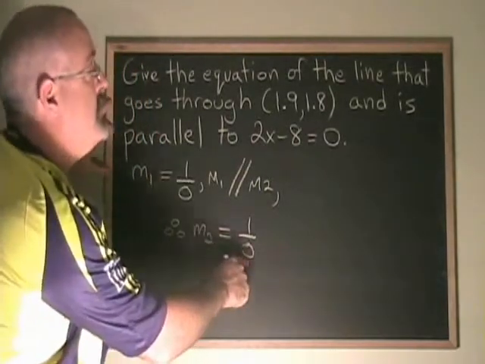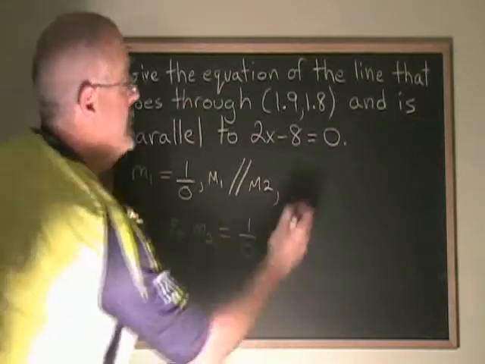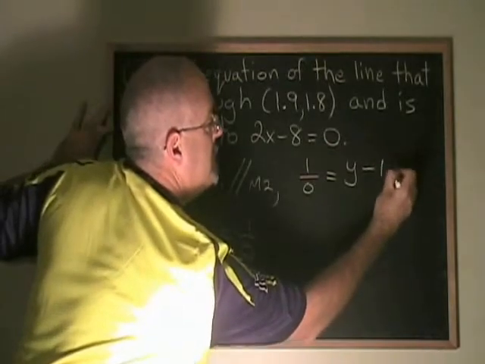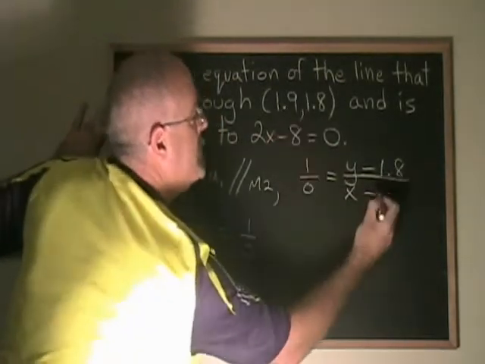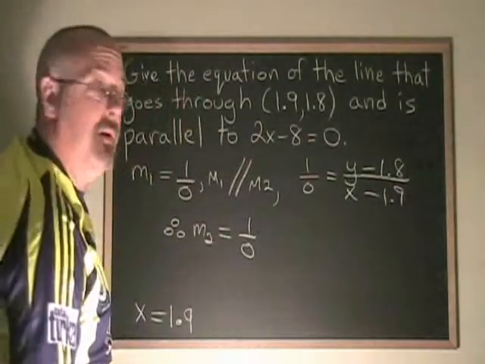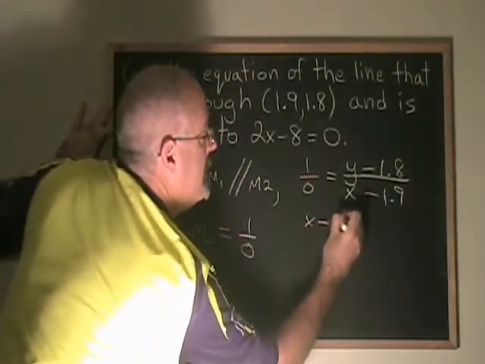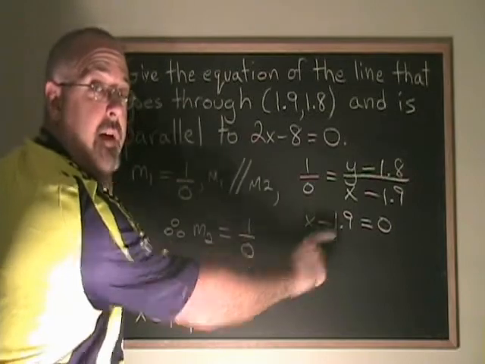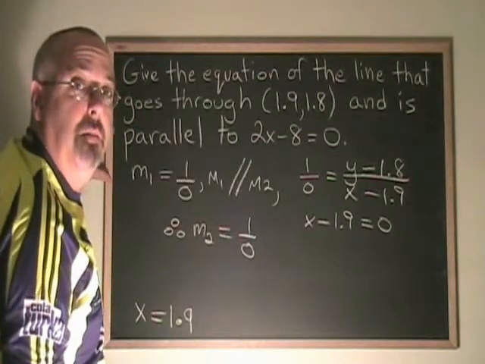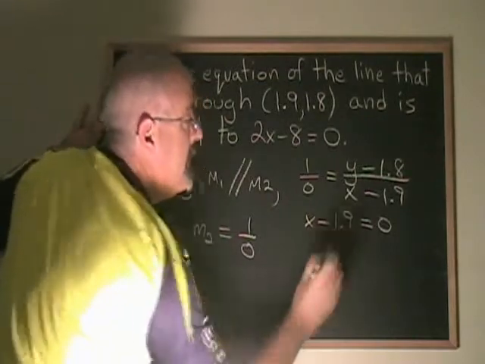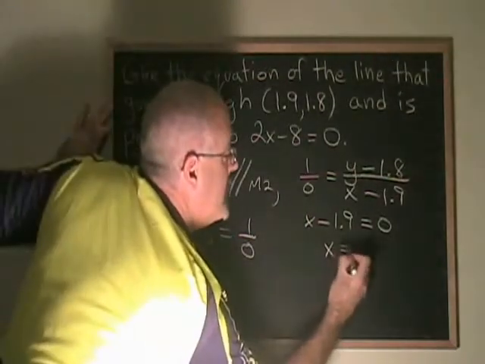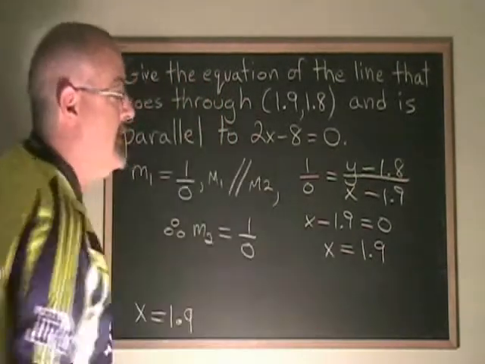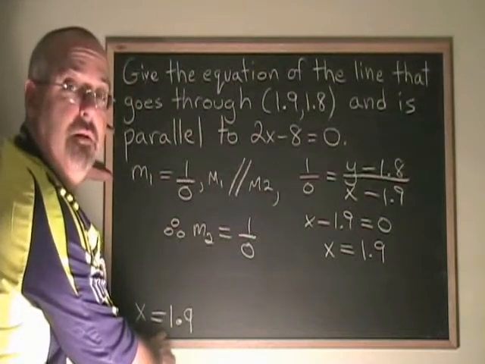And I can use this fraction and this point to derive my equation. 1 over 0 is equal to y minus 1.8 over x minus 1.9. Cross multiplying, I get x minus 1.9 is equal to 0. This is the equation in standard form, and I cannot express a vertical line in slope-intercept form, but I can put the negative 1.9 on the other side of the equals, where it becomes positive 1.9, and I can express the equation of this vertical line as x equals 1.9, which is the answer I was expecting all along.